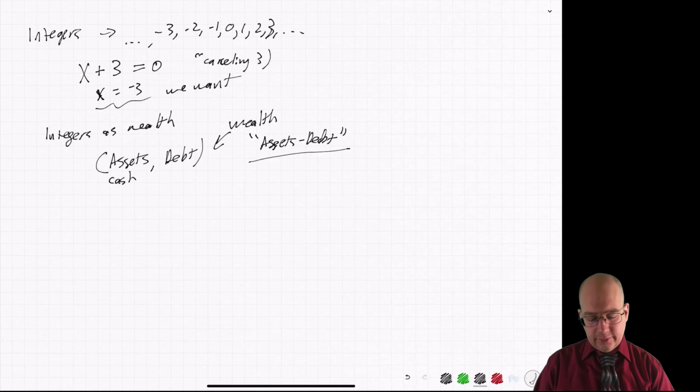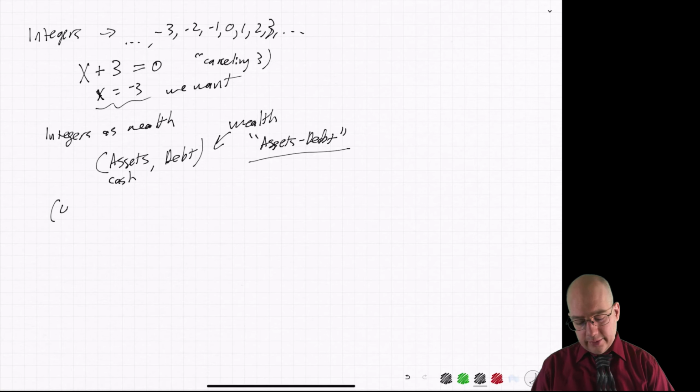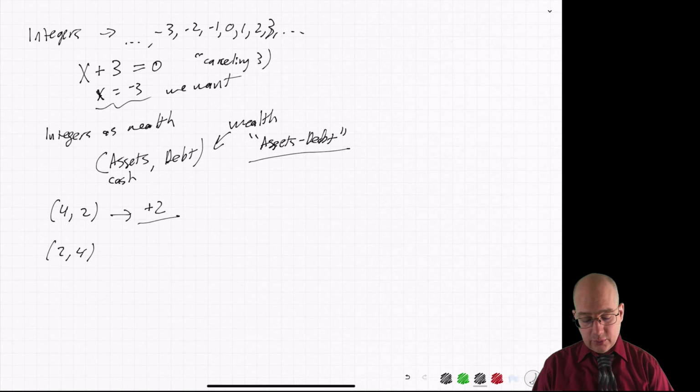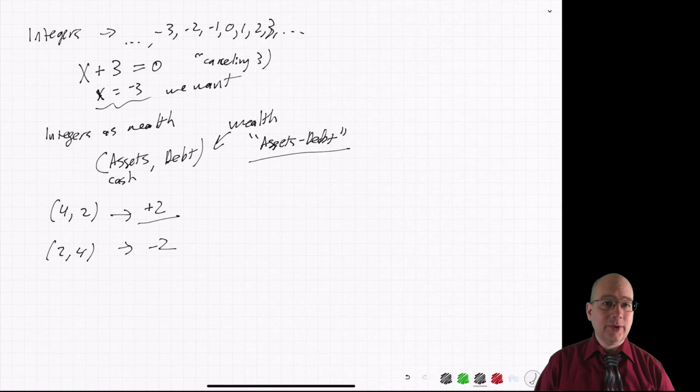Now, for example, (4, 2) would be, I have a wealth of 2. And (2, 4) would be, I have an overall debt of -2. So the first one, I have an extra $2 than I owe. And the other one is I owe $2 more than I have in assets.